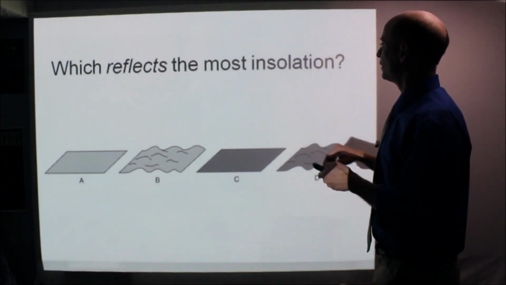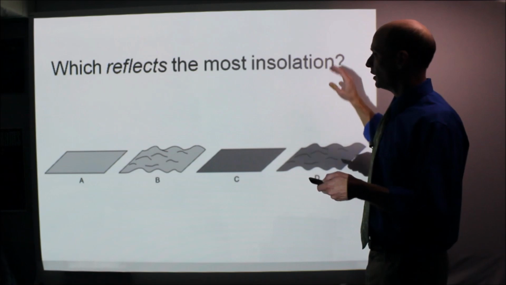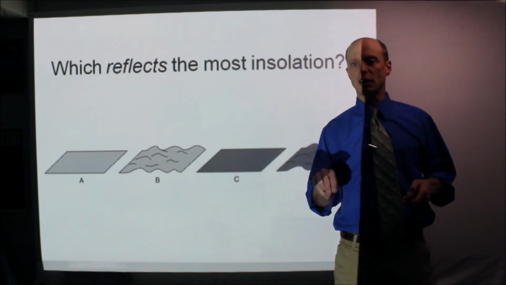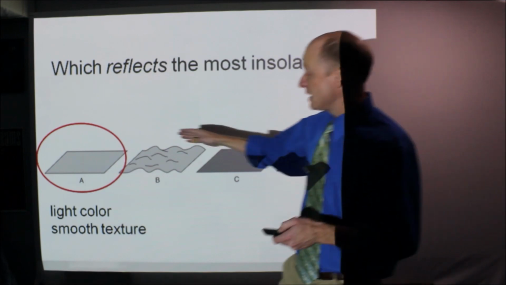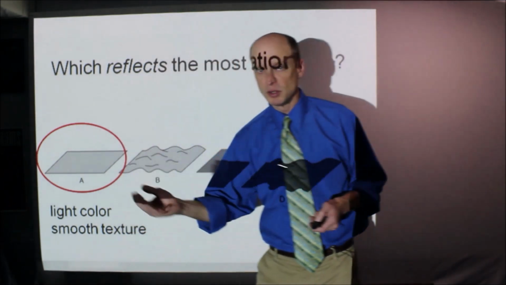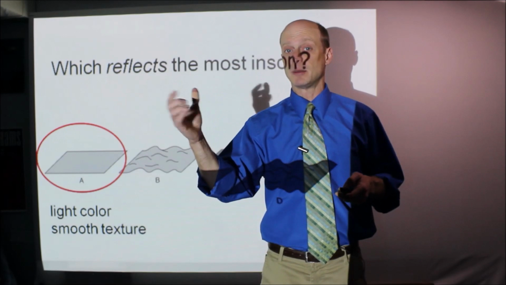So here's just a quick thing on that. Which will reflect the most insolation? Okay, so there's two things that matter here, color and texture. The answer here is going to be A, because it's light color and smooth texture. Smooth surfaces reflect more and absorb less.